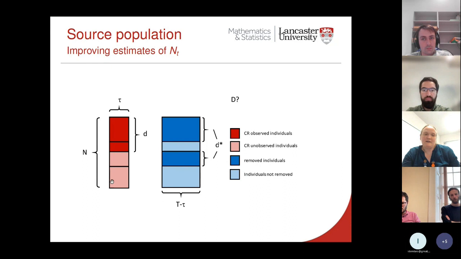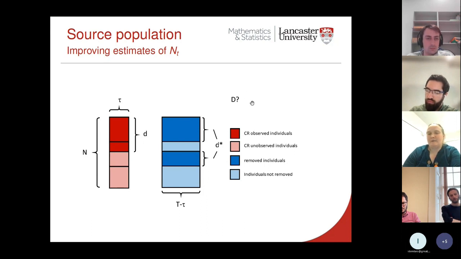So going back to my diagram, essentially what that means is that, yes, we've got some capture-recapture data that's represented by the red, and yes, we've got some removal data that's represented by the blue, but now we know the number of individuals that have been removed, which we're going to denote by D star, and we know the number of individuals that have been caught on the capture-recapture experiment, which I denote by little d, but we no longer know capital D. So we no longer know the total number of individuals that have been observed during the study.